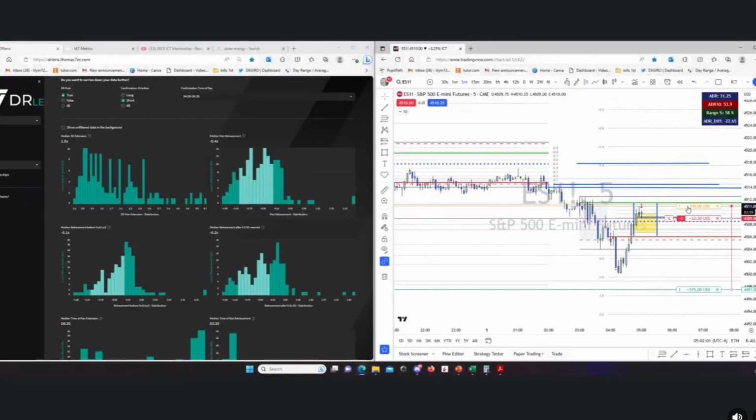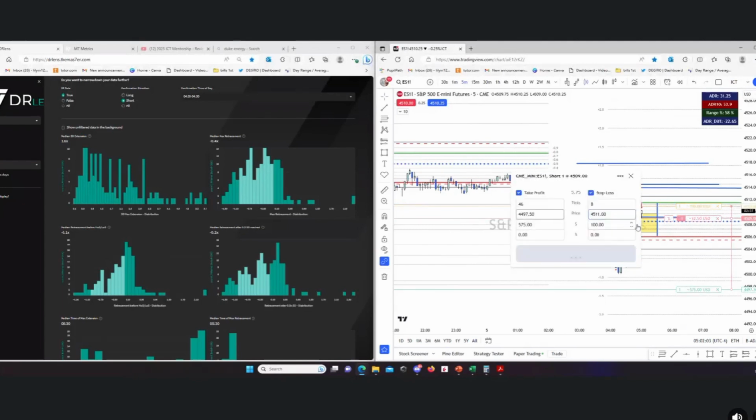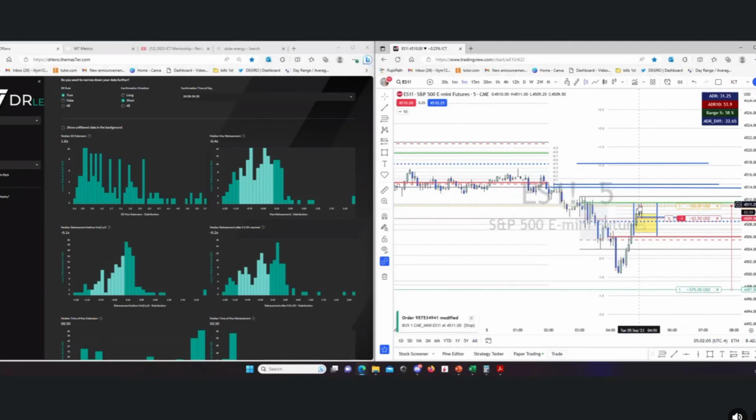I'm actually going to reduce my risk to right there, $100. So if it takes out this last 5-minute high, right, I'm out. I don't care. I know this is a low probability.